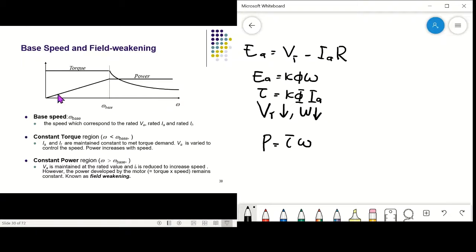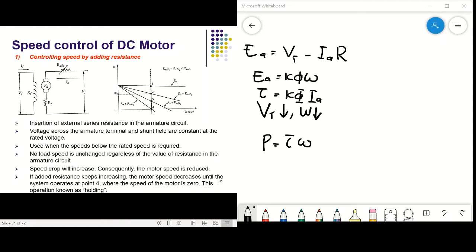So daripada sini apa yang you perlu tahu? Kalau below base speed, kalau you nak control the speed below base, kita boleh control by controlling the terminal voltage or armature voltage control. Tapi kalau you nak control speed above base speed, you pakai flux control method. Tapi kalau kita nak dari contoh 0 to the maximum speed, we can combine both methods.